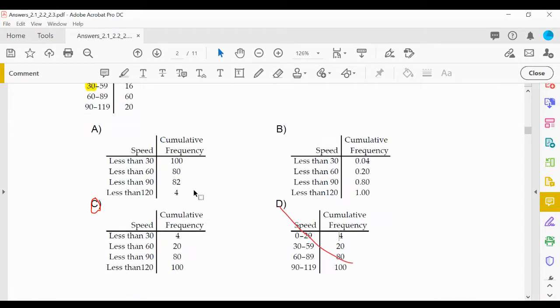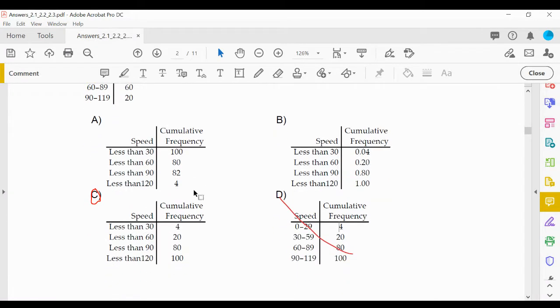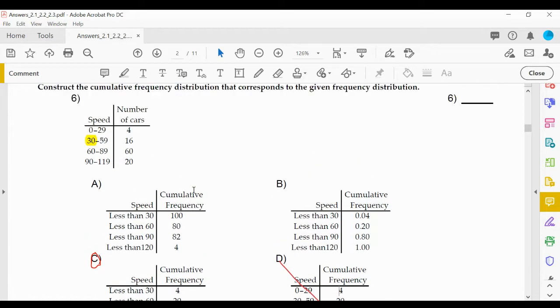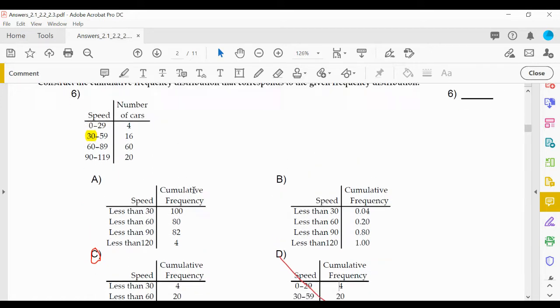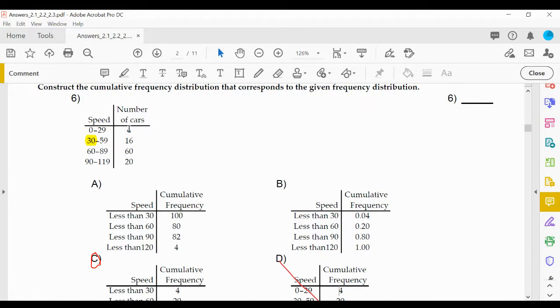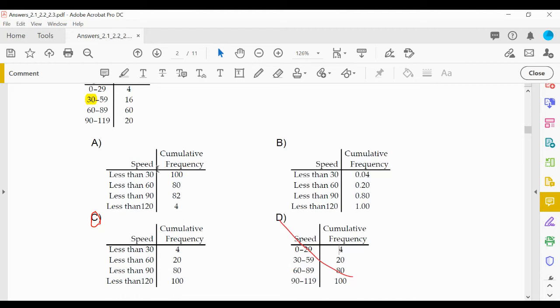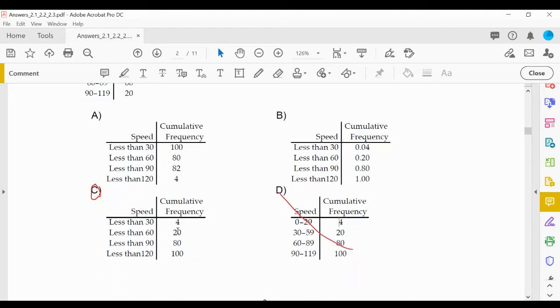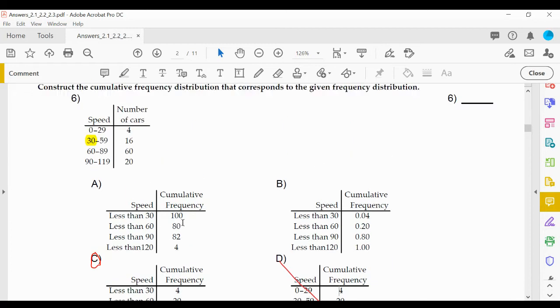If I look at letters A, B, and C, they all have "less than 30." Now, what was the count lower than 30? It's 4. Between 0 and 29, there were 4 cars. This one has 100, this has 0.04, and letter C has the 4. The minute I see this is correct, I'm done. It's letter C. I'm not going to go back and talk about the others, because this has the only cumulative value that's less than 30.